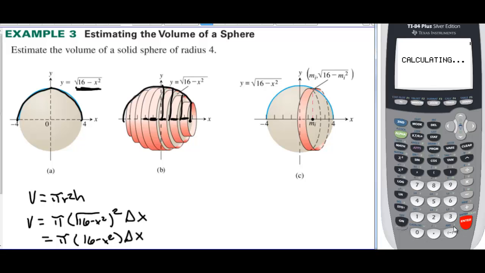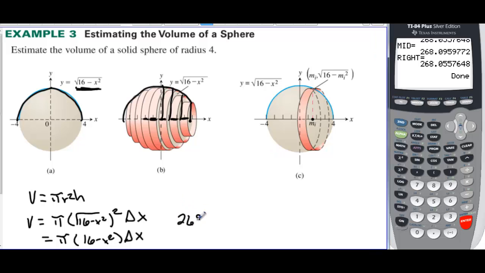Through the magic of editing, oh, hey, I didn't even need editing. It goes pretty quick. Now, it says estimate the volume. These are all fairly close. So we're looking at a volume of 268.096, if we use the mid one.